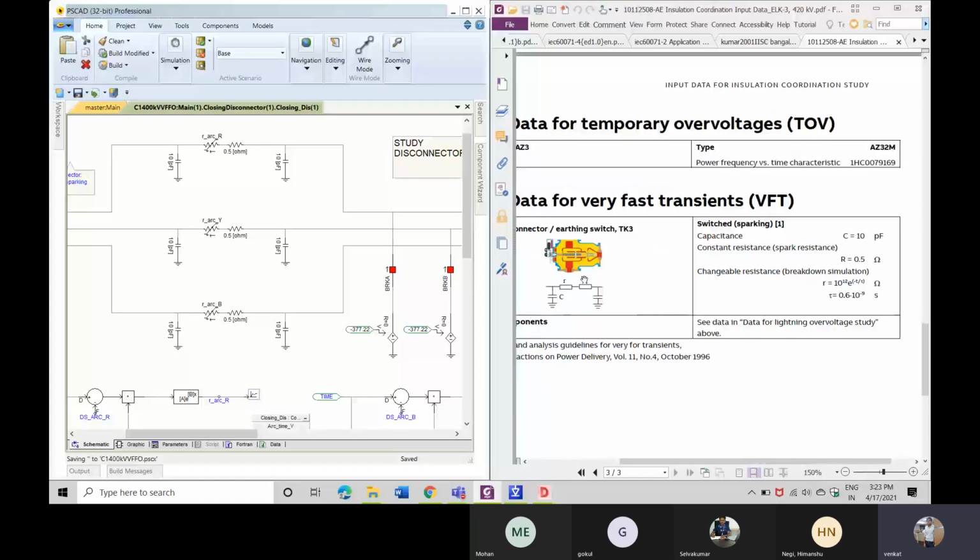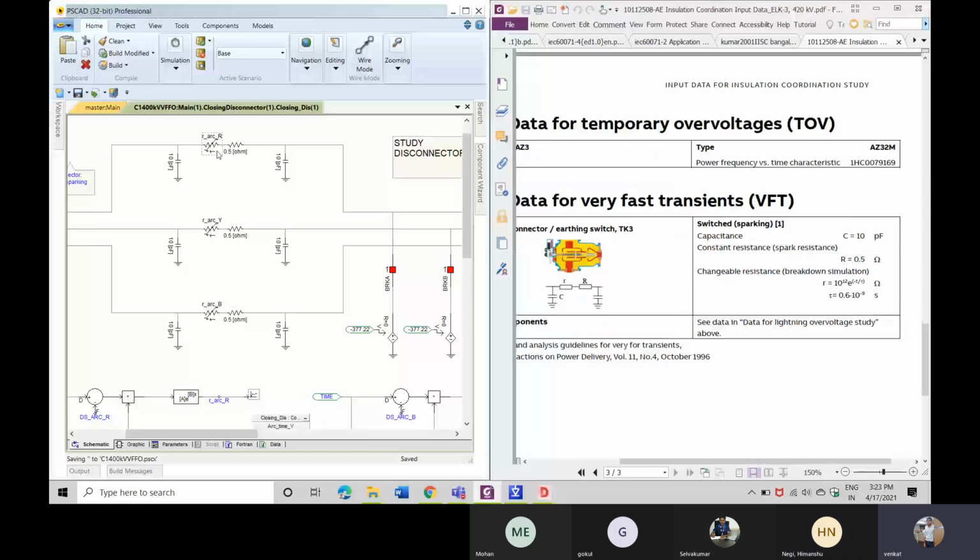Here we have a capital R and a C, capacitance. This is how I have modeled it here also. I took the value of the resistance, capital R 0.5, and the value of capacitance 10 picofarad from here. And why have we modeled it as a variable?